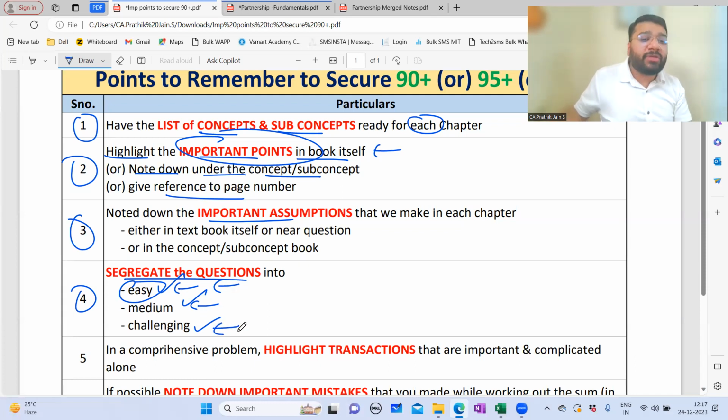Third is challenging question. You have to go through now once, in between twice, because if you don't go through twice, you might forget it. It is that challenging a question. And one day before exam. Like that, you need to categorize the questions.